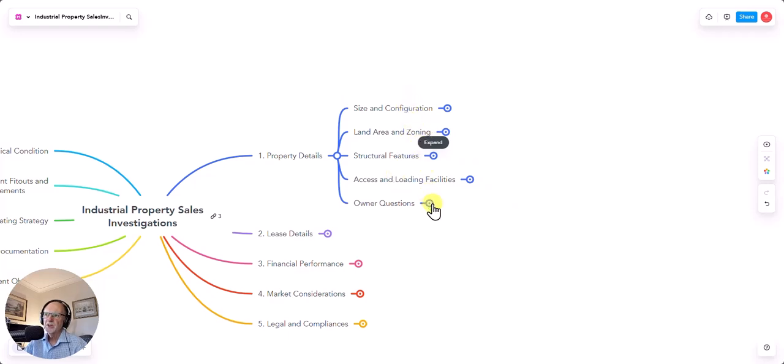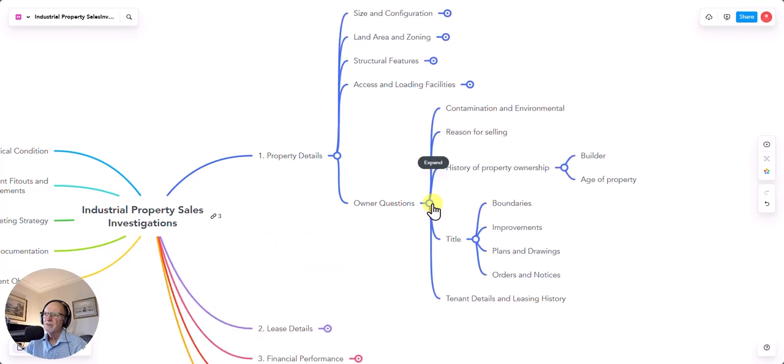But then you've got some owner questions. So I would then go into these. The contamination and environmental questions. Are there any issues like that? If there are, you need to get the facts.